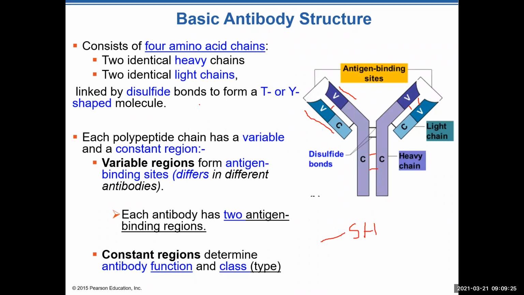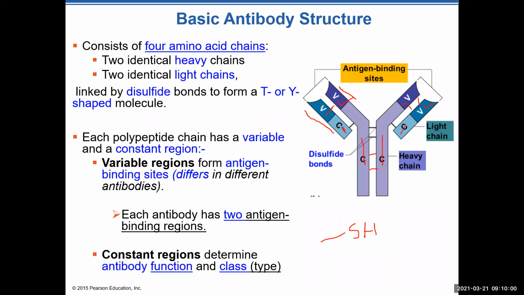Now when we talk about the antibody, it usually looks like a Y-shaped structure, or sometimes a T-shaped structure. Let's look at each polypeptide chain. Each polypeptide chain has a variable region, as you can see here, variable in the light chain, variable in the heavy chain. On one side they have this variable region, and on the other side they have this constant region, C for constant.